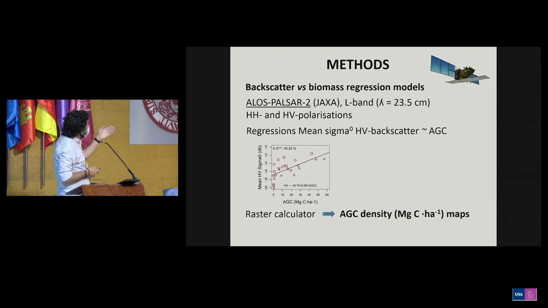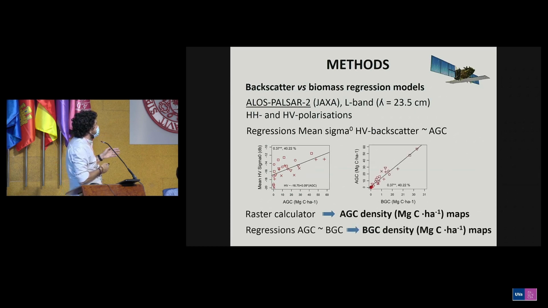So we make the regressions between one of the 2 polarizations of the radar and the above ground carbon we have calculated in the plot. And with the raster calculator in the GIS, we found mean AGC density maps. By using the relationship between above ground and below ground carbon, we also calculated maps of below ground carbon density.